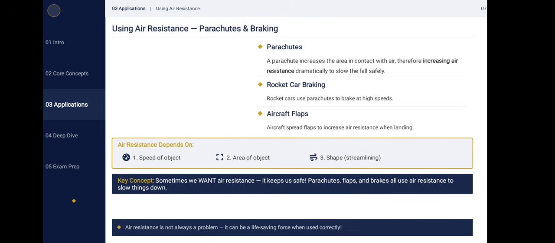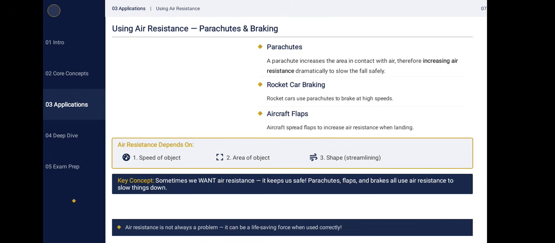Aircraft have spread flaps to increase the air resistance when they are landing, and rocket cars use parachutes to brake at very high speed to reduce their speed. So in these cases, you can say that air resistance is a very useful effect.